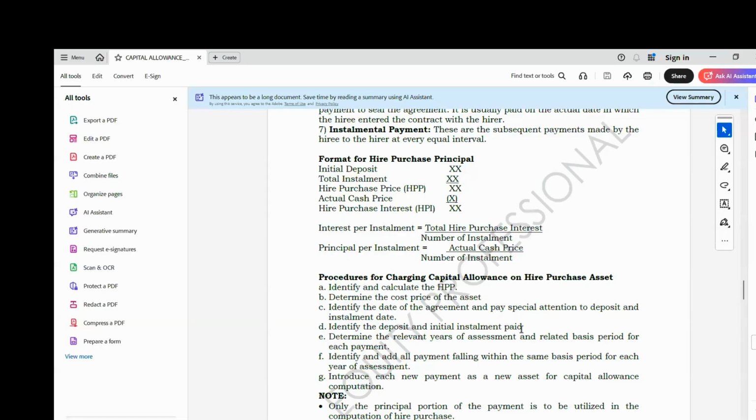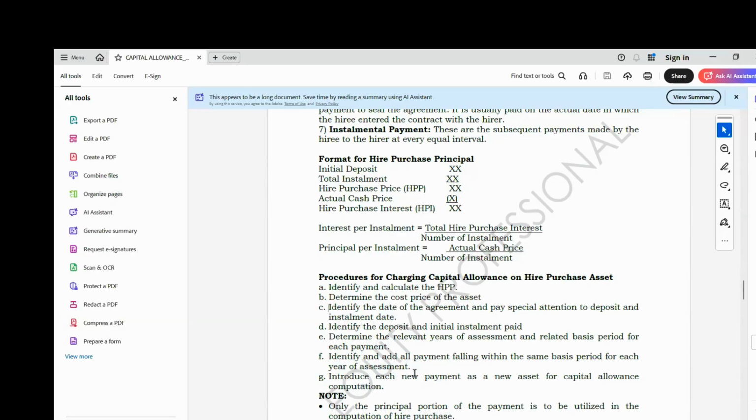Then determine the relevant year of assessment and the related basis period for each payment. Then identify and add all payments falling within the same period for each year of assessment. The payment is not going to be made once, so you need to analyze it based on the basis period. If a particular taxpayer is paying on a 6-month basis, there are going to be 2 payments in a year. Those 2 payments in a year will qualify for capital allowance only once at the end of the year, because capital allowance is available at the end of the useful life.